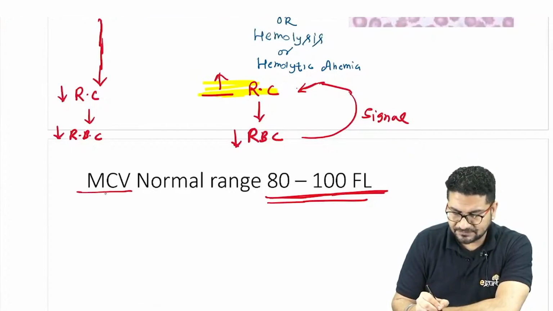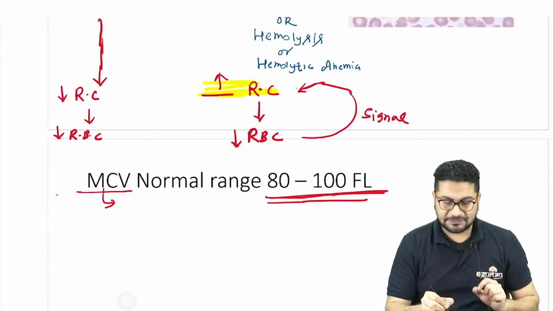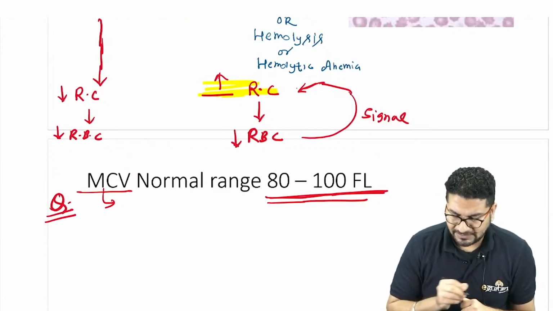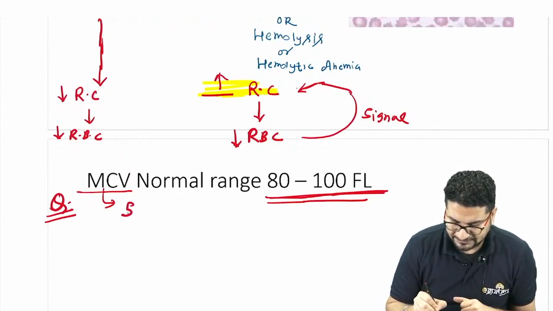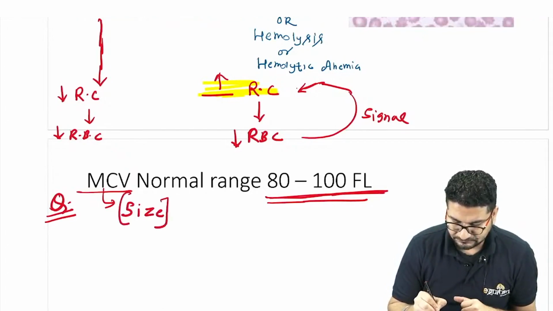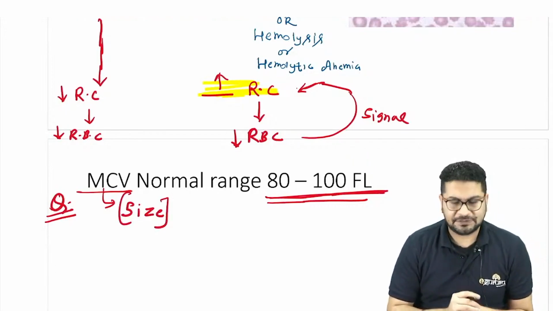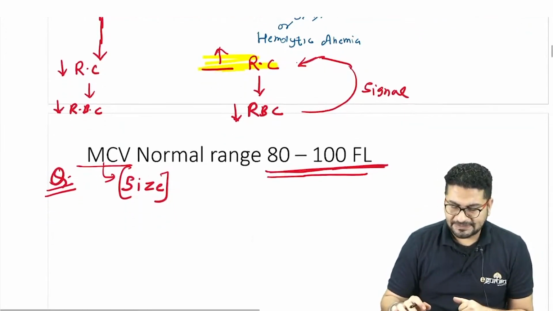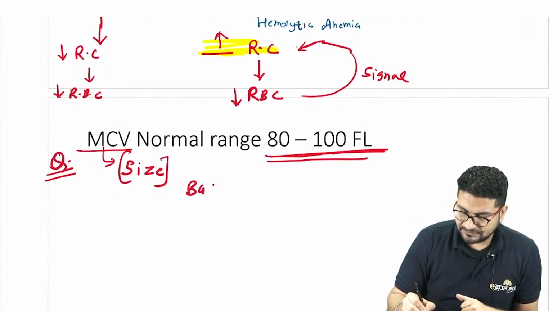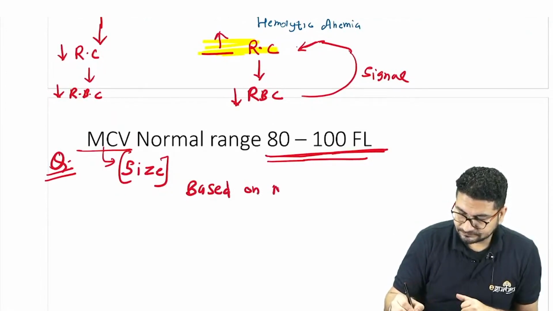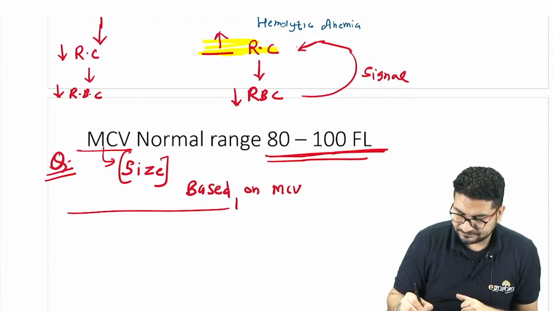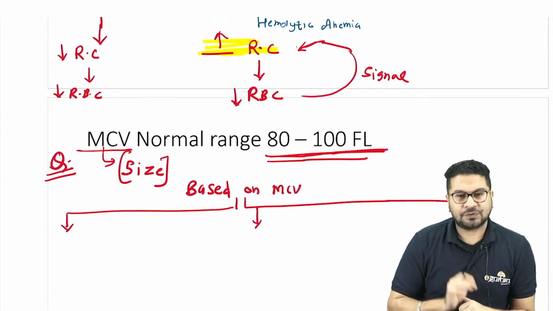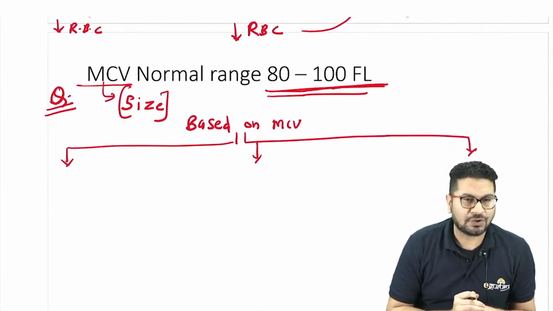So remember MCV. Wherever I write the Q, this means these are your exam questions. MCV corresponds to the size of RBC. So are the RBCs big or are they small? That we should know. So based on MCV, we divide anemia into 3 categories. Just listen to me very carefully. If you know this classification, trust me, you will be able to solve one question of your exam.